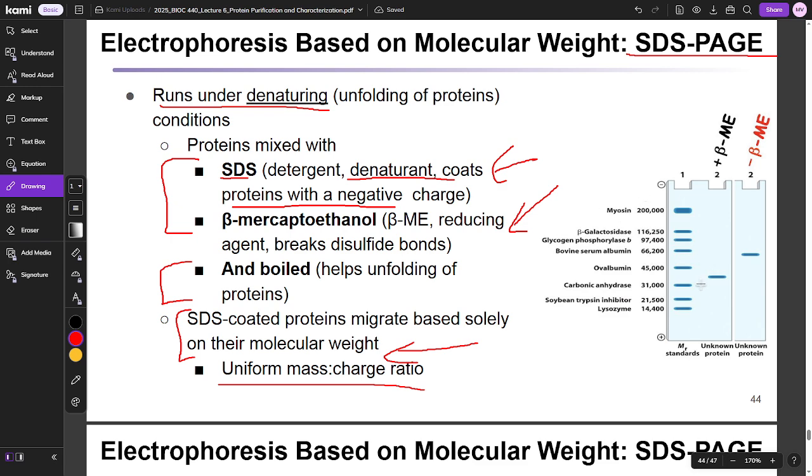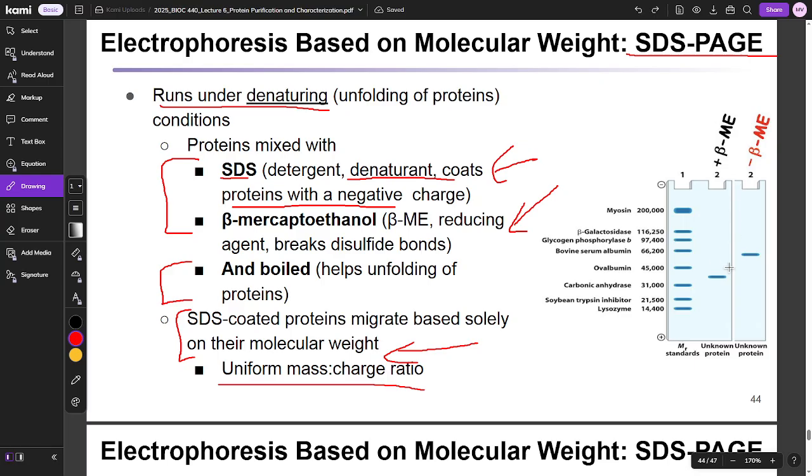If you look at this, notice that when you have beta-mercaptoethanol, the protein size is around 33,000. If you don't have beta-mercaptoethanol, it's around 66,000. What that tells me is that you can't just have mass disappear. So you have 33,000 here and 66,000 here. That must mean you have two subunits of 33,000, held together by a covalent disulfide bond. I hope that makes sense.